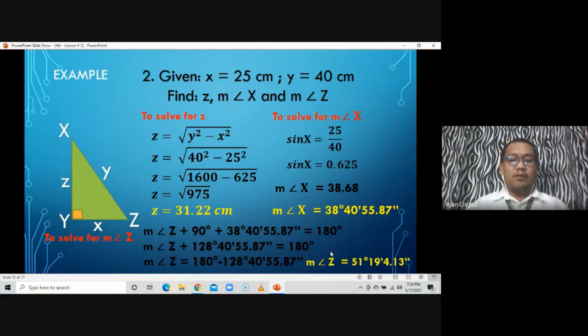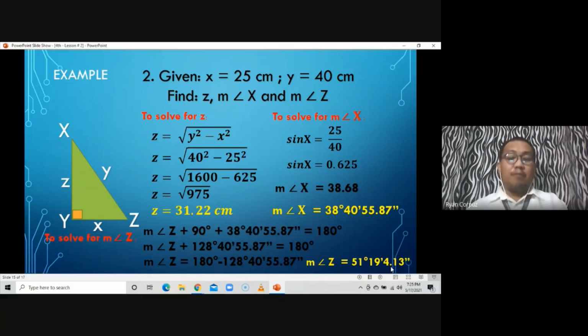So, ganun ang how we press that on a scientific calculator. Siyempre, unahin 180 degrees minus this. So you'll end up with 51 degrees, 19 minutes, and 4.13 seconds. So that's how we answer example number 2.